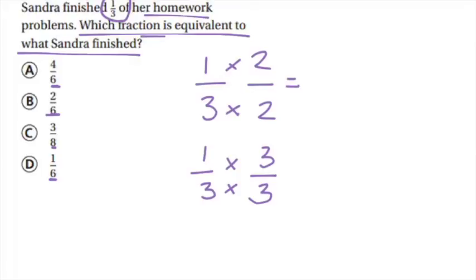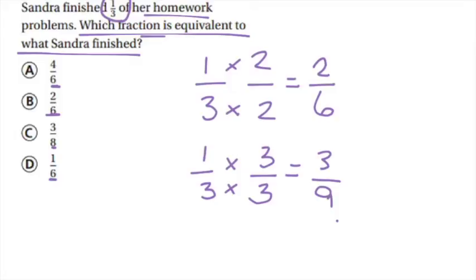So 1/3 times 2/2. I can now just multiply straight across. 1 times 2 equals 2. So that's 2/3 times 2 equals 6. So I have 2/6, and multiplying 1/3 times 3/3, 1 times 3 is 3. 3 times 3 is 9. So let's look. Do we see either 2/6 or 3/9 in our answer choices?